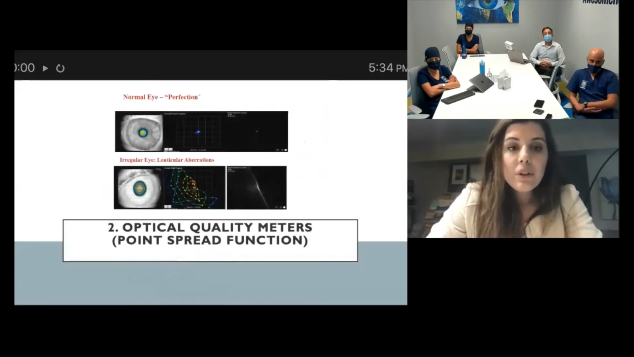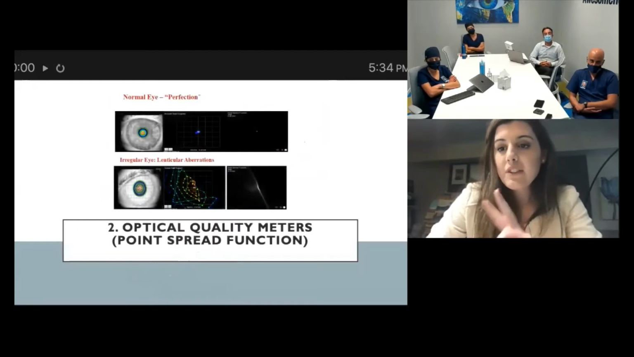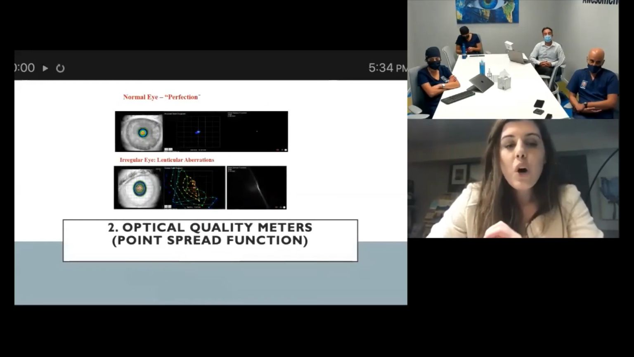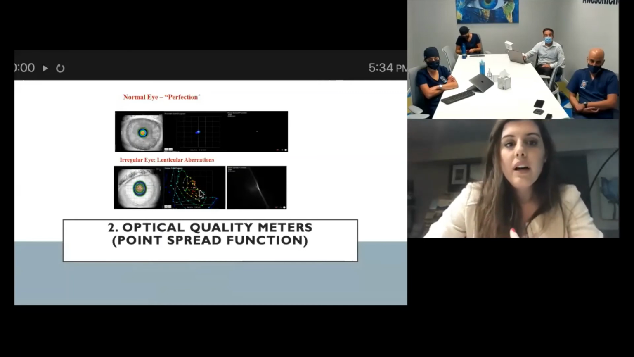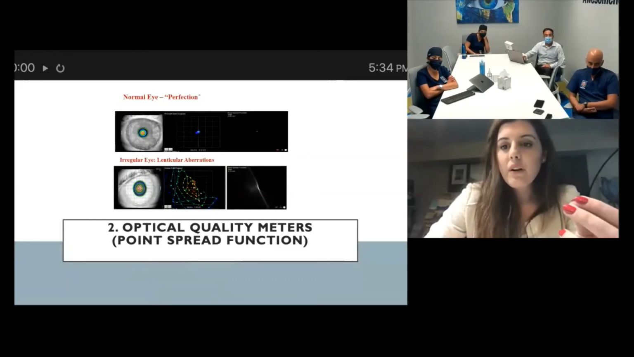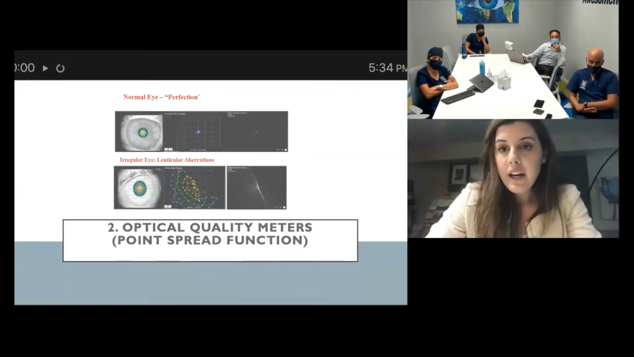The second item to look at is the optical quality meters, and that has two folds with the eye trace. The first one is the point spread function, which actually shows you how the image is spreading on the retina when it goes through your optical system. In a perfect eye, it shouldn't spread at all. It should focus all in one position. But in an aberrated eye, either because of cornea or lens, you will have the images all over the place and highly aberrated. This is more of a qualitative way of looking at the optical quality of the eye.